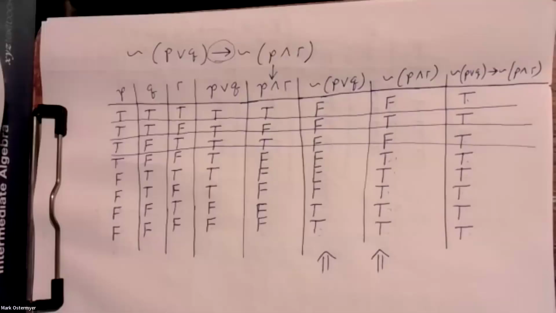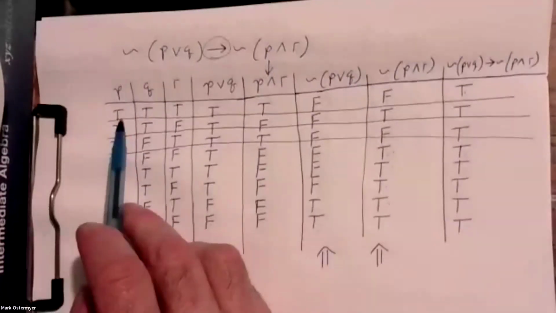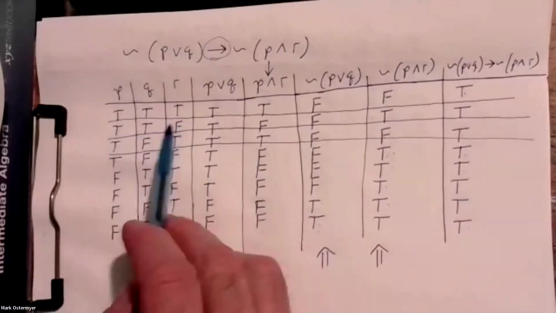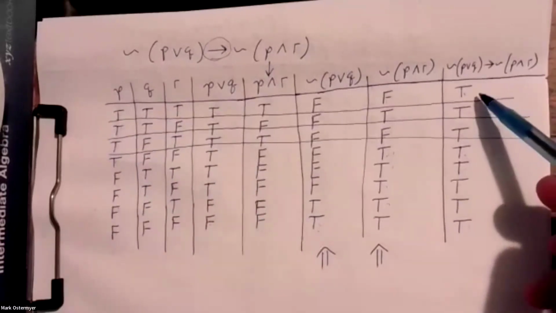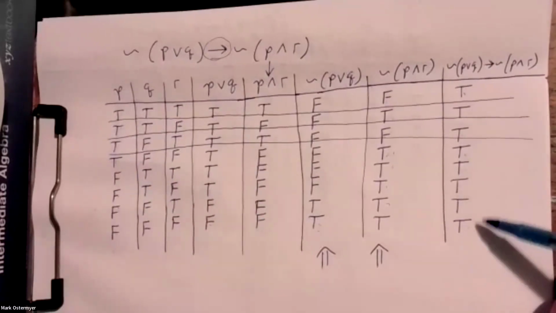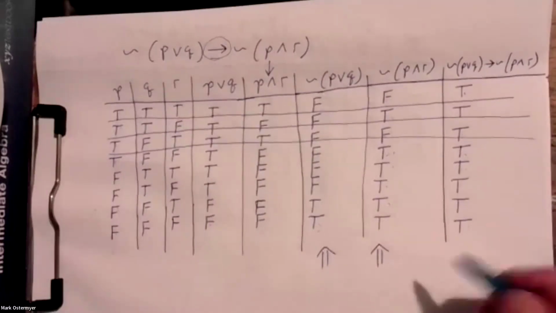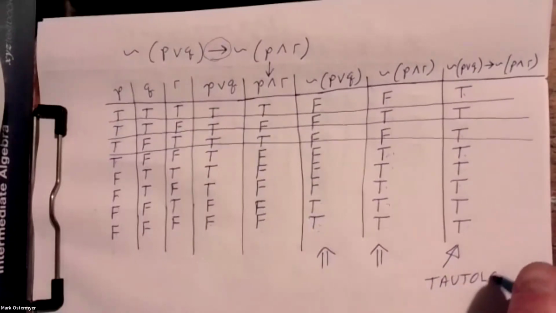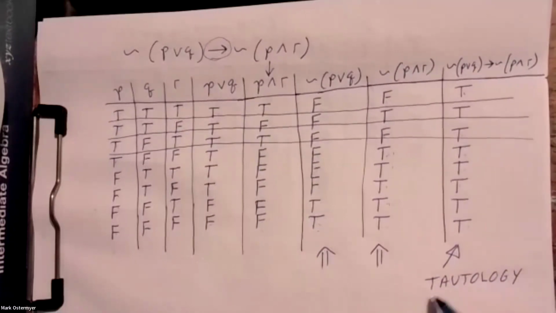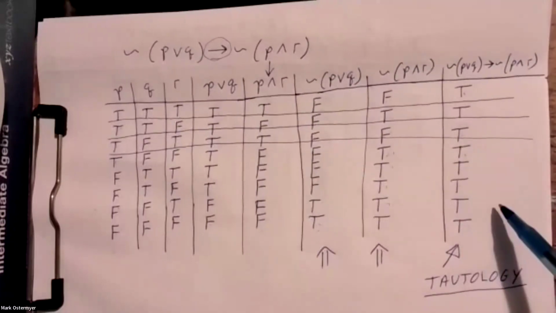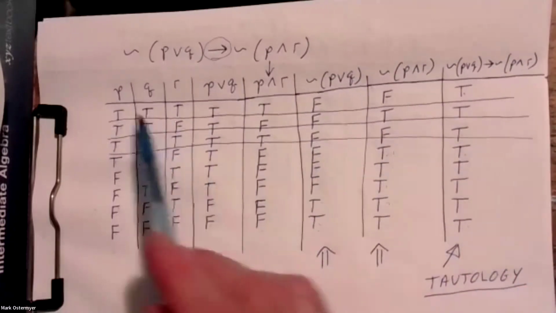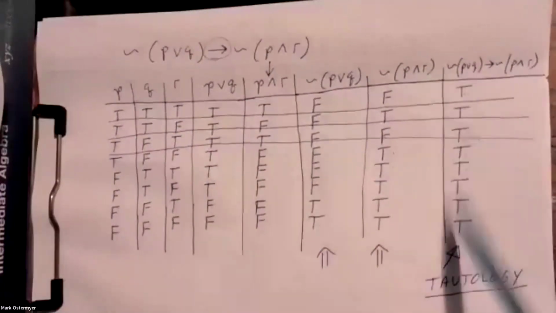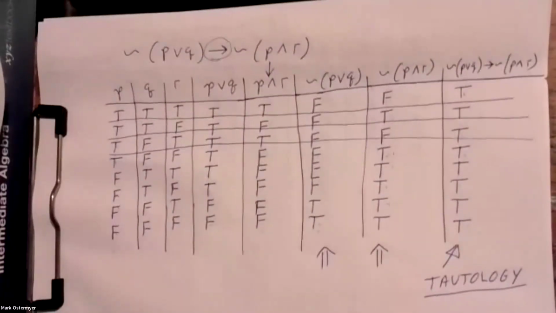Check this out. Do you agree? It doesn't matter what inputs P, Q, and R are as far as their truth values are concerned. The output is always what? True, isn't it? Always true. This is called a tautology. We're going to look at those in a section to come. A tautology is a compound statement that's always true regardless of the truth values of the inputs. Always true. Called a tautology.